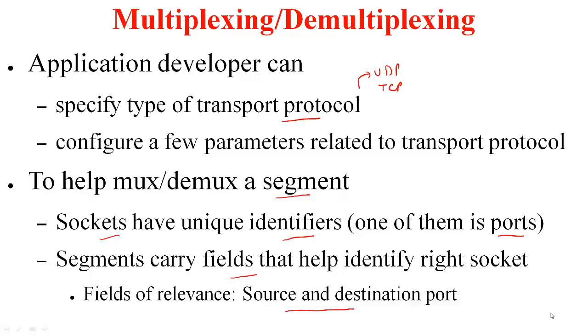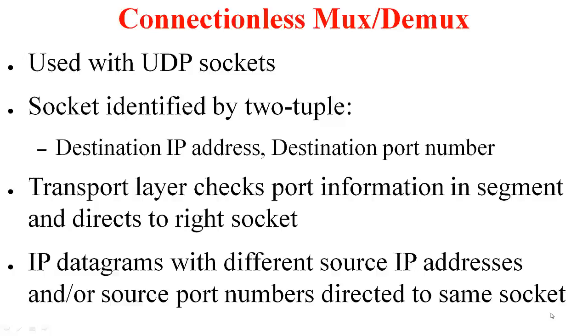There are two types of multiplexing, demultiplexing. One is called connectionless multiplexing, demultiplexing. This is used with UDP sockets. In this case, a socket is identified by a two-tuple, that is, the destination IP address and the destination port number. So whenever the transport layer gets a packet, it looks at this information to decide which socket to send this packet to.